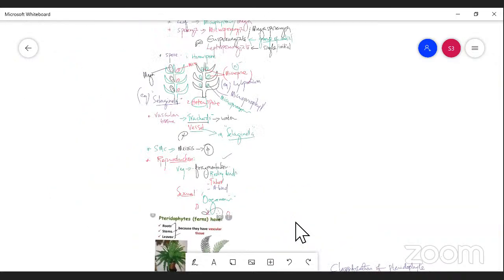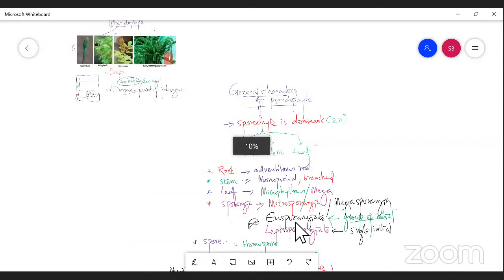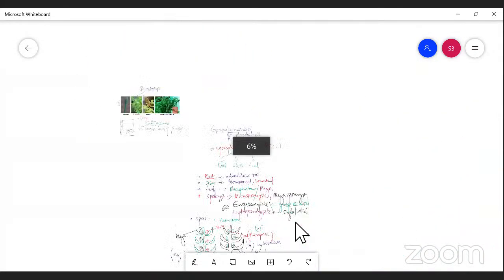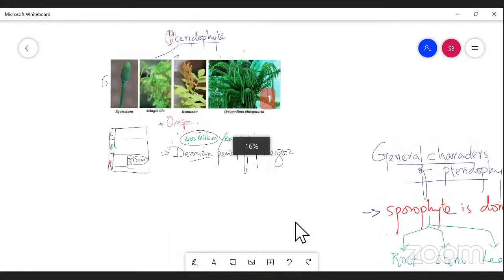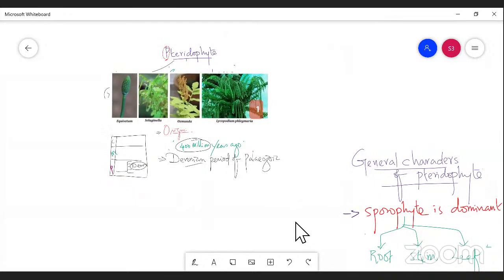I repeat once again. Pteridophytes are seedless plants, right? They don't have any seed, but they have well developed xylem and phloem. Hence, they are vascular cryptogams. They originated in the Devonian period, just 400 million years ago. It's the Devonian period of the Paleozoic era.